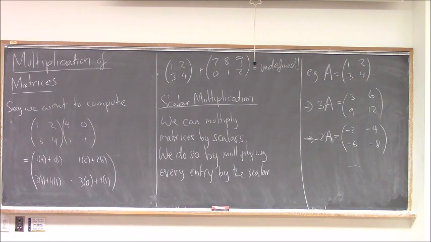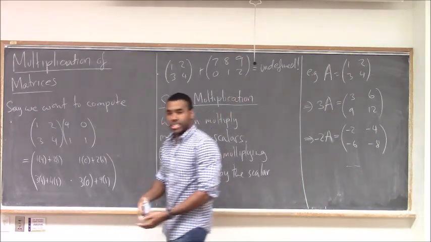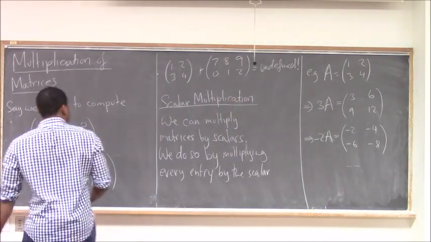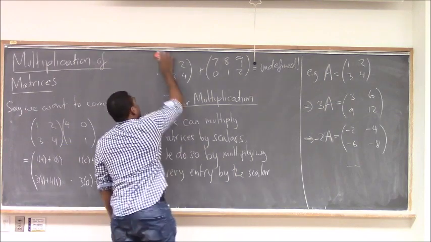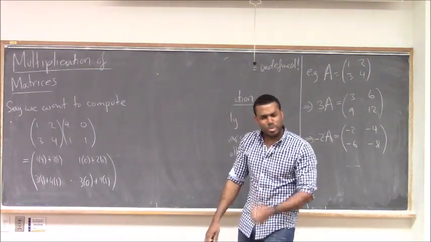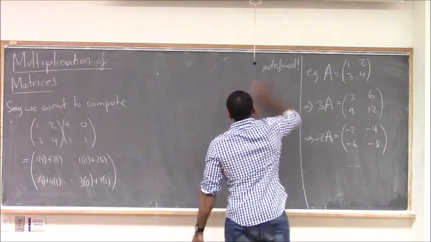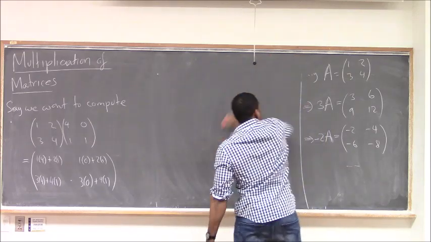Why does that make sense? Why would I define multiplication in this awfully strange way? Let me tell you why. You're like, addition, yeah, okay, subtraction, yeah, scalar multiplication, awesome, multiplication, huh? What is going on here? I'm going to tell you what's going on.